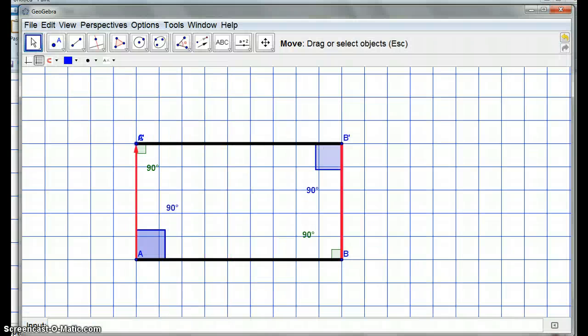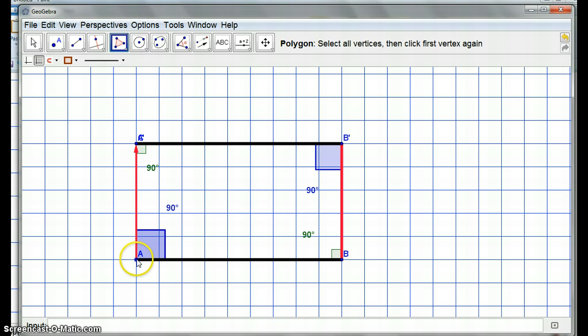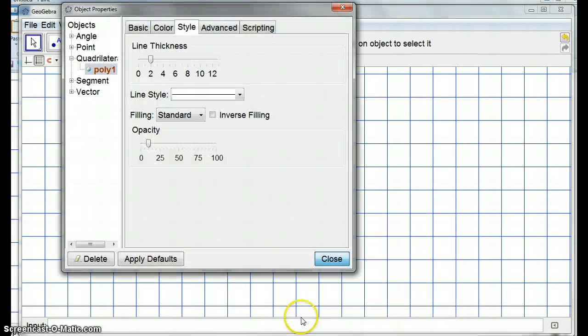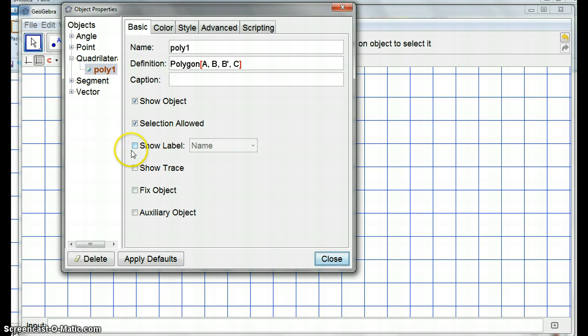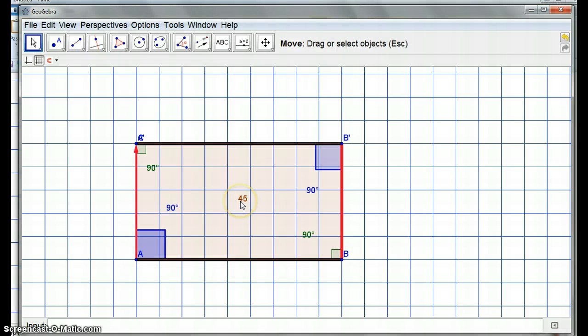This is where we're doing the key learning of the lesson so far. What I'm actually going to do is make a polygon, and I'm clicking on these 4, so I'm just making that shape. See that it's shading. The reason for that is I can now show the label, and I'm going to show the value. Now, what did we work out that value was? 45, yeah? Alrighty, so it's 45, so that's sweet.